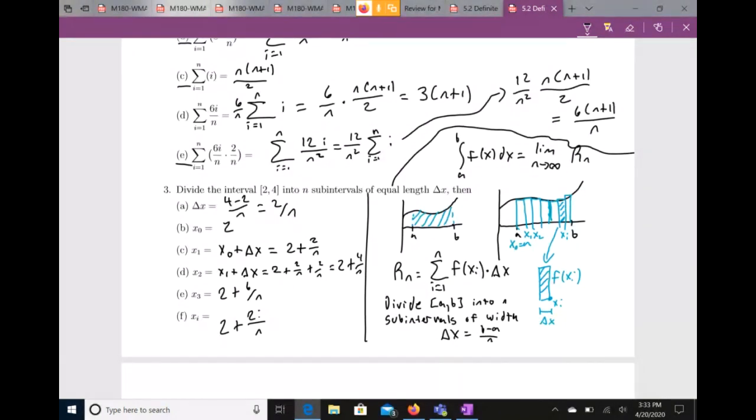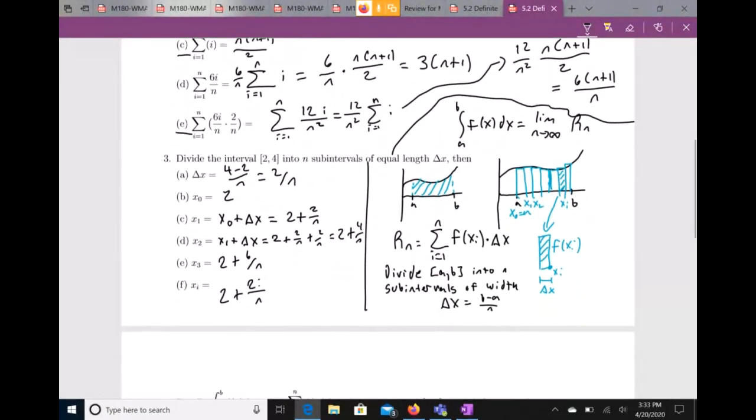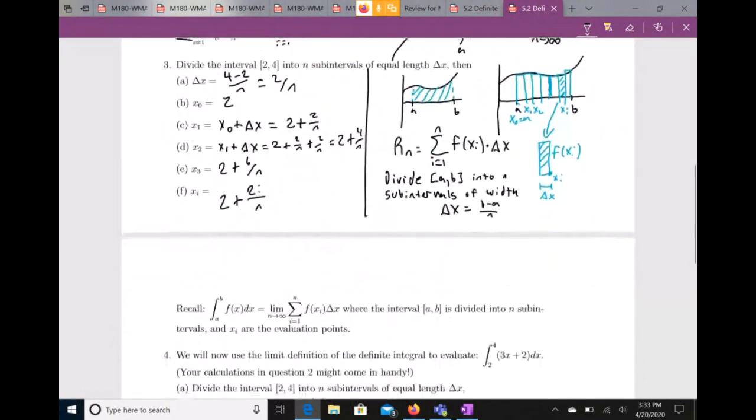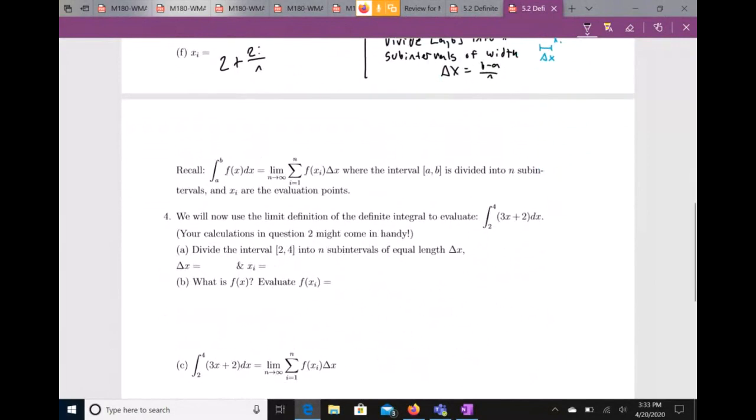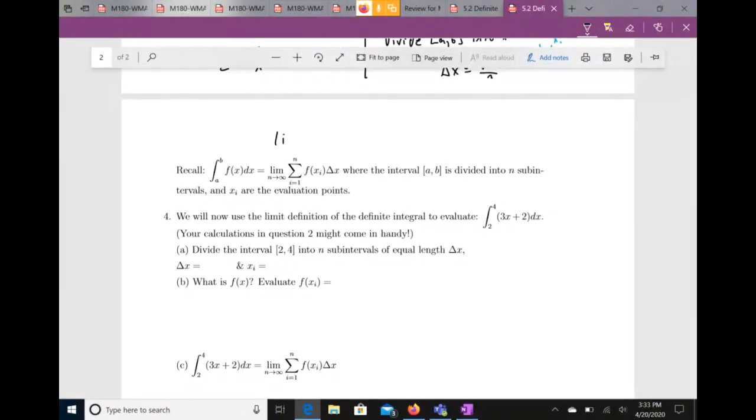Okay, so these are the endpoints of the subinterval. They all take this form, 2 plus 2i over n, where I let i vary. And we'll use this to compute a definite integral. Recall the definite integral is this limit of the Riemann sums. This is the same thing that I wrote at the beginning of class.